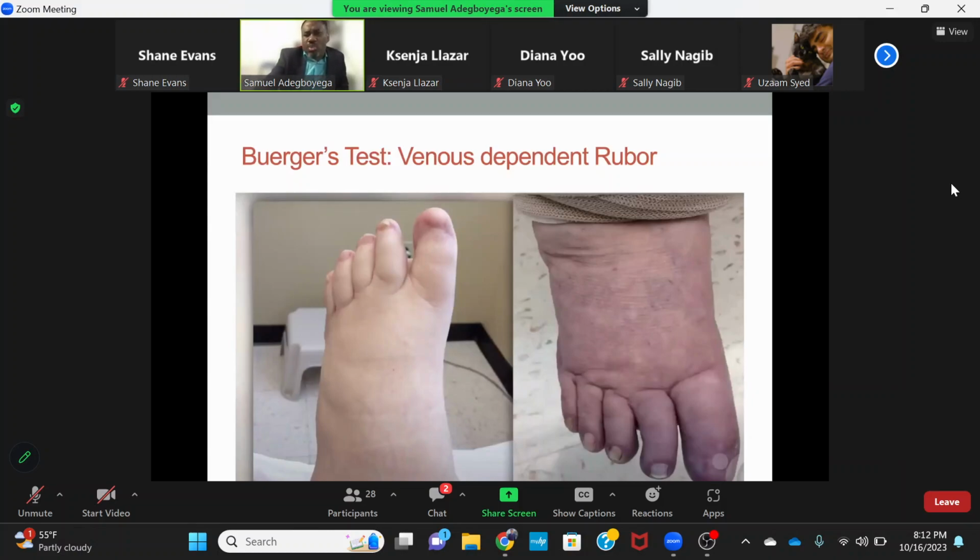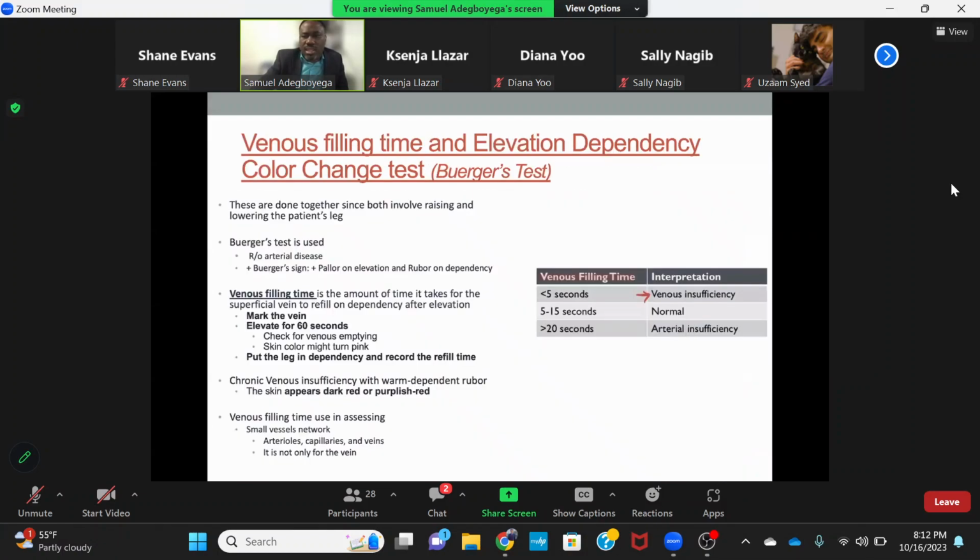Okay, so when you see that purplish red with the venous issues, when you elevate them with the Buerger's test, the foot will turn pretty much normal. But when you put them down, you see this purplish red kind of color, right? And this comes back really fast, within seconds, less than 5 seconds, which has been shown here. Venous insufficiency, less than 5 seconds. Arterial problem, more than 20 seconds. Make sure you remember that.